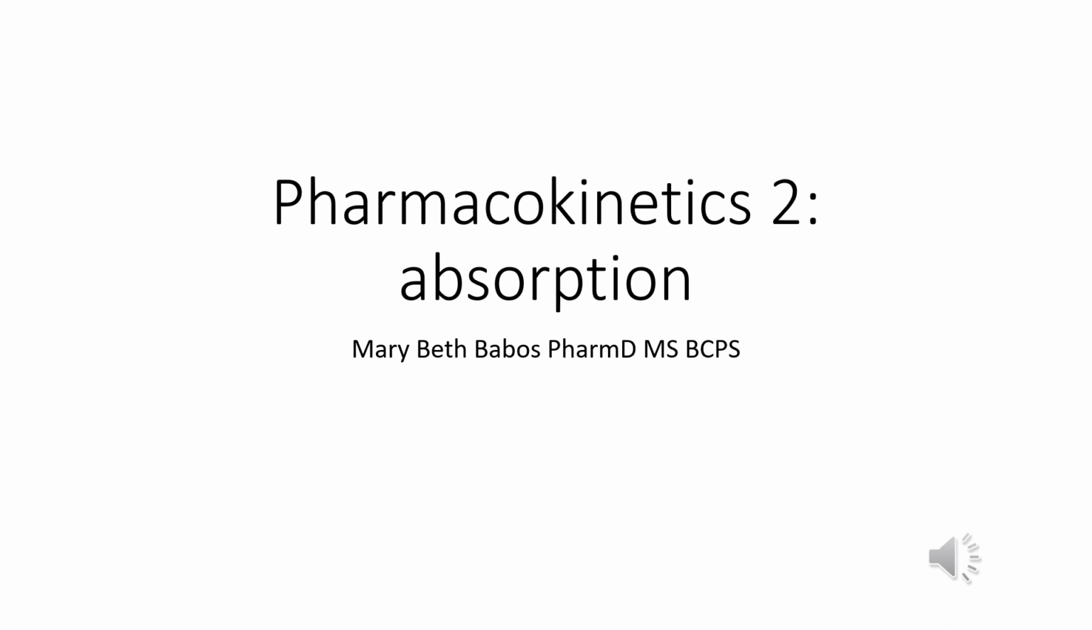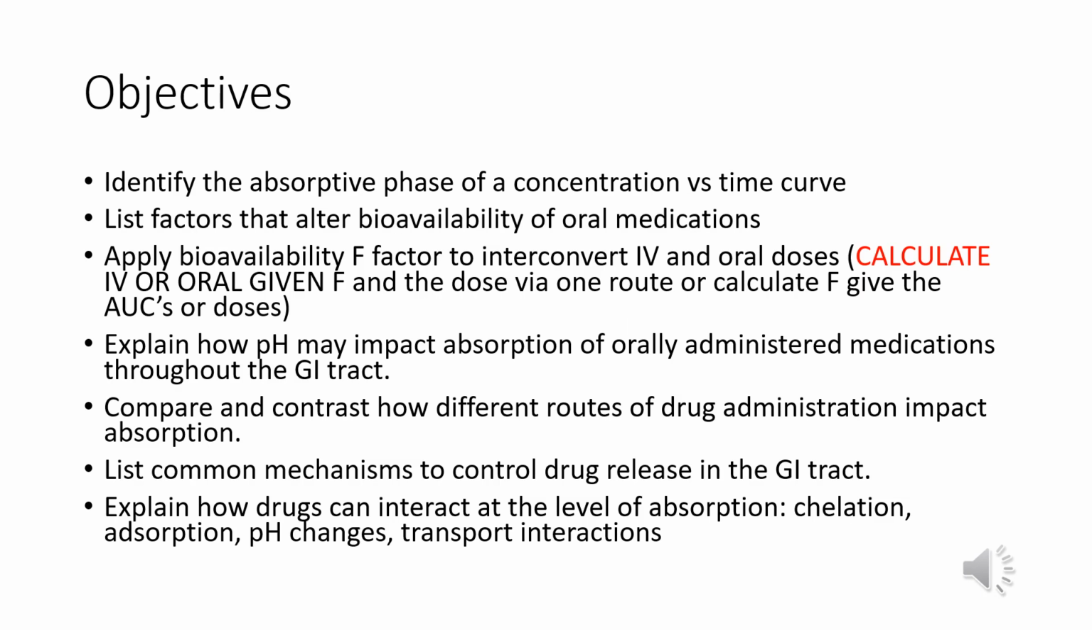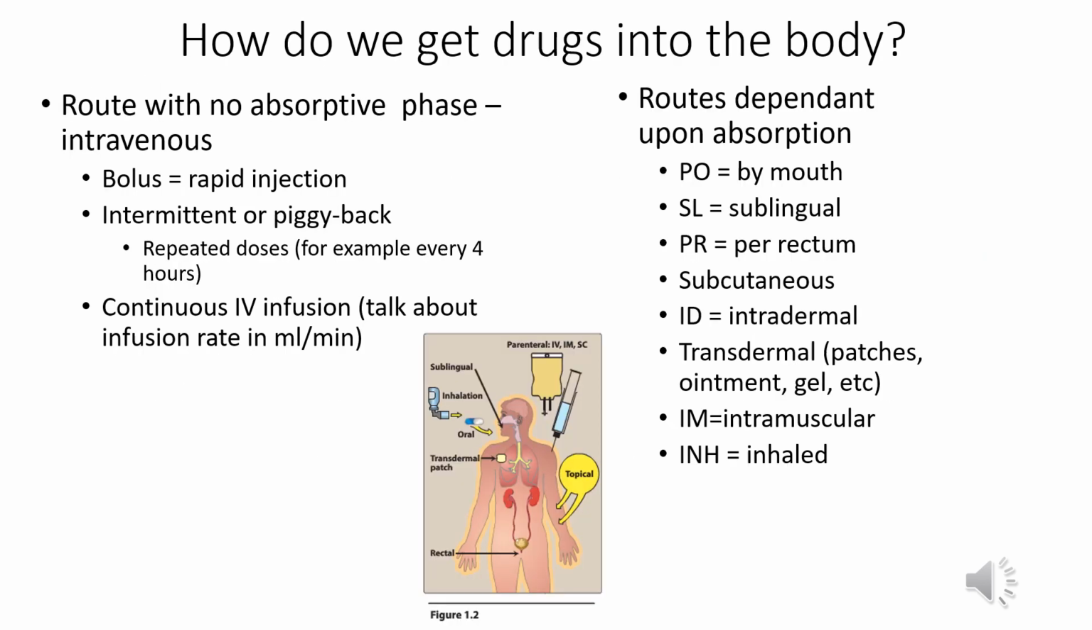The first phase of pharmacokinetics for drugs given via any route other than IV is going to be absorption. Here's the objectives, which you can read, but I wanted to point out that you may need to calculate an IV or oral dose given the F, or calculate F if you're given the AUCs or doses. How do we get drugs into the body?